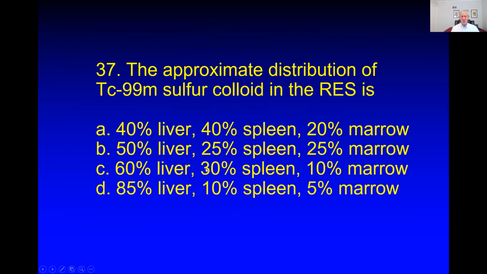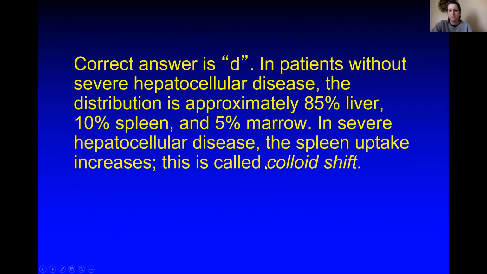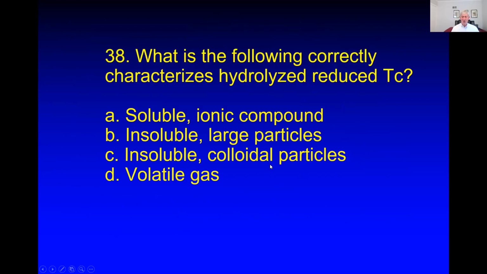The approximate distribution of sulfur colloid in the reticuloendothelial system is D. D, 85, 10, and 5. And you will be happy to know we're almost at the end. What correctly characterizes hydrolyzed reduced technetium? I hear A and C and B.